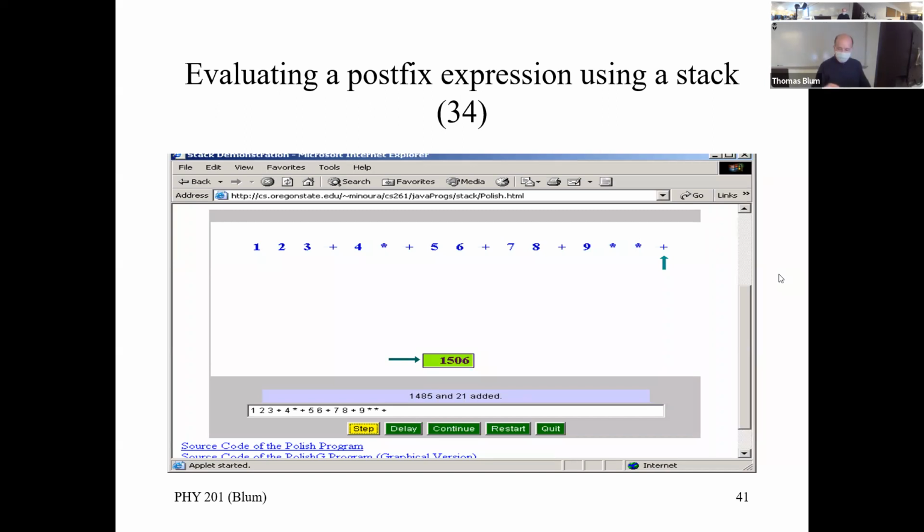So, where am I at? 2 or 3 minutes left. Okay.